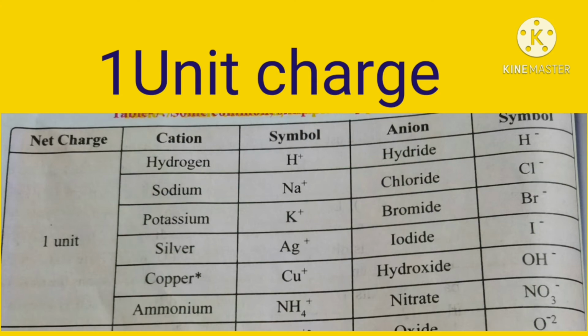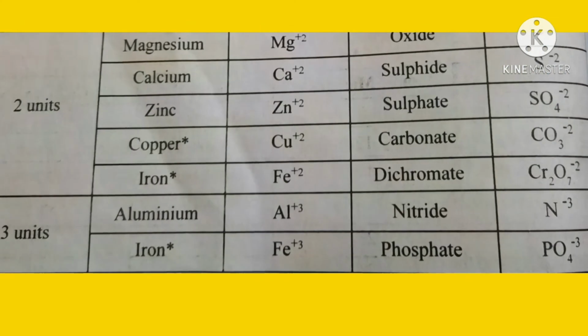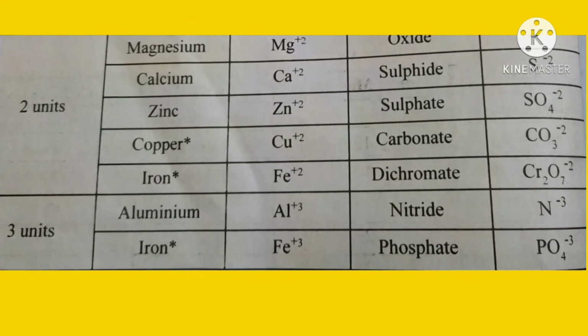Two units charged cations are magnesium, calcium, zinc, copper, iron. And the anions are oxide, sulfide, sulfate, carbonate, dichromate, etc. And three units charged cations are aluminum and iron. The three units charged anions are nitride and phosphate.